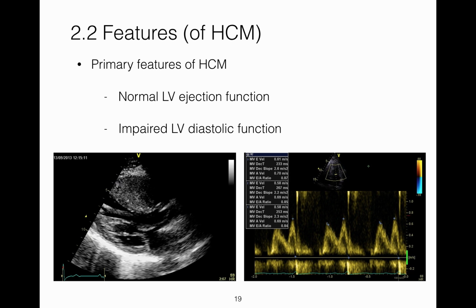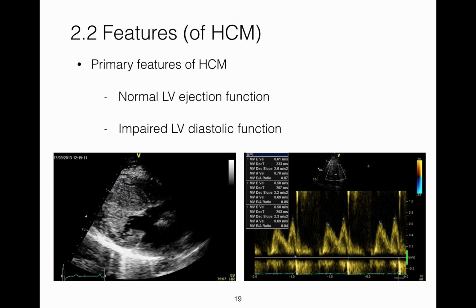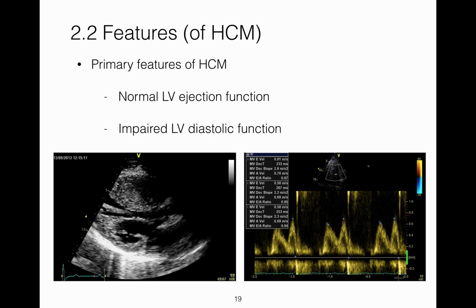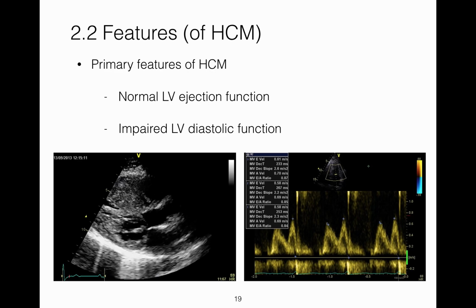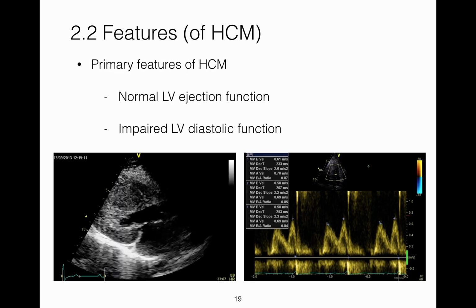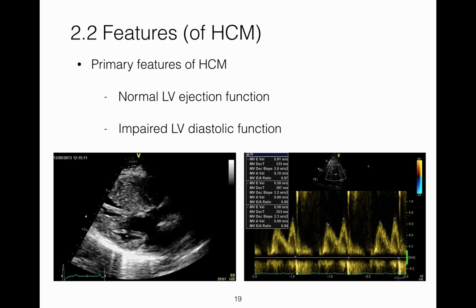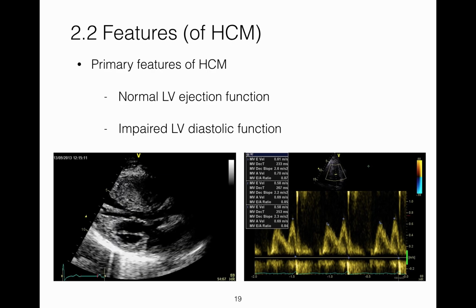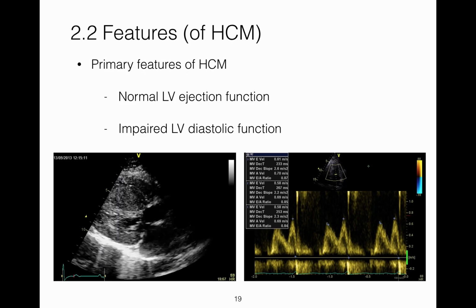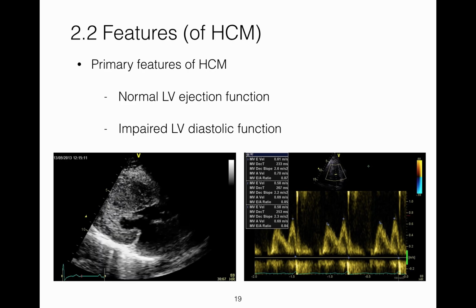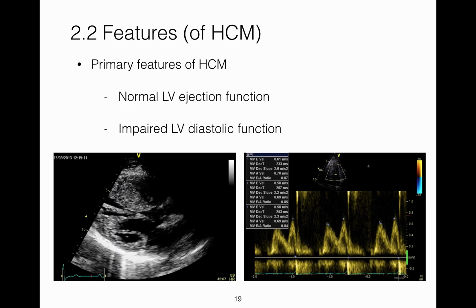These two images highlight two other primary features. Firstly, a normal ejection fraction. Once again, note the significant septal hypertrophy and near normal basal LV wall thickness. And secondly, impaired LV diastolic function, where the image on the right shows the peak mitral E wave velocity to be less than the peak A wave velocity.